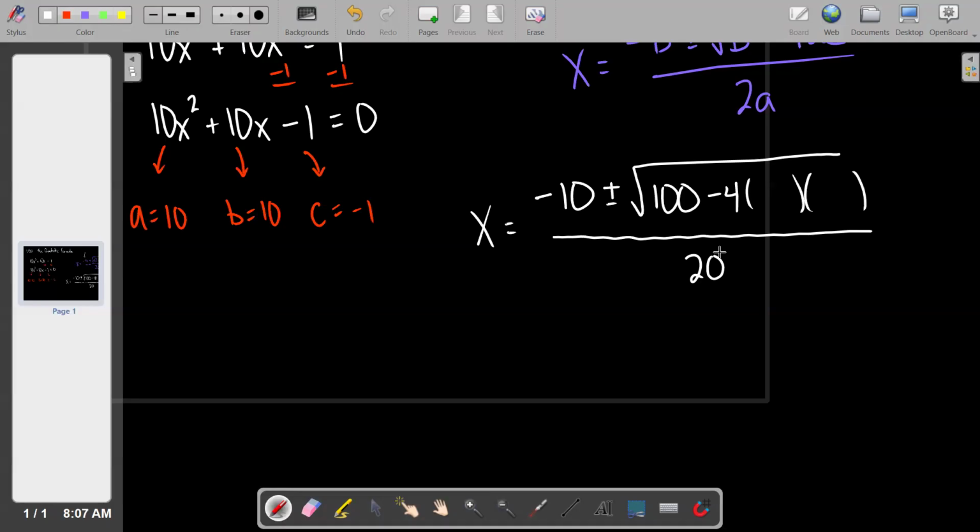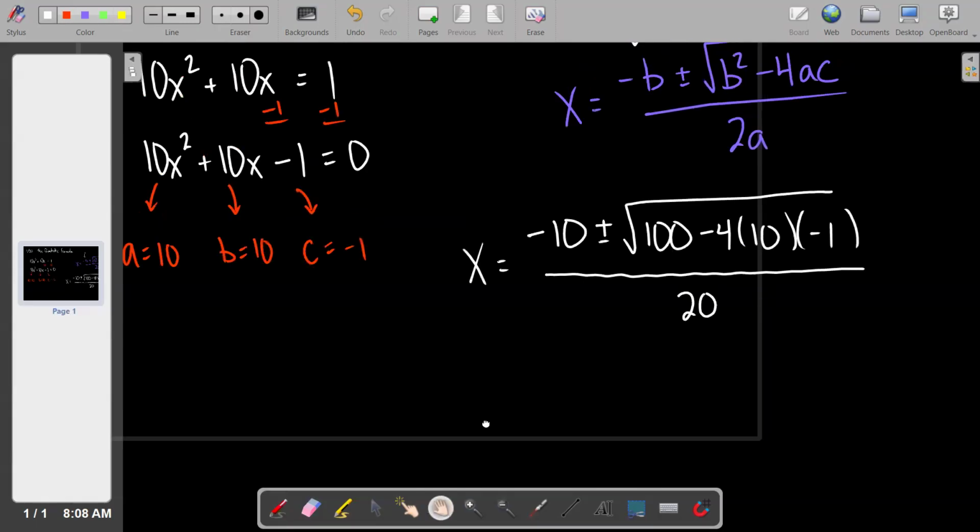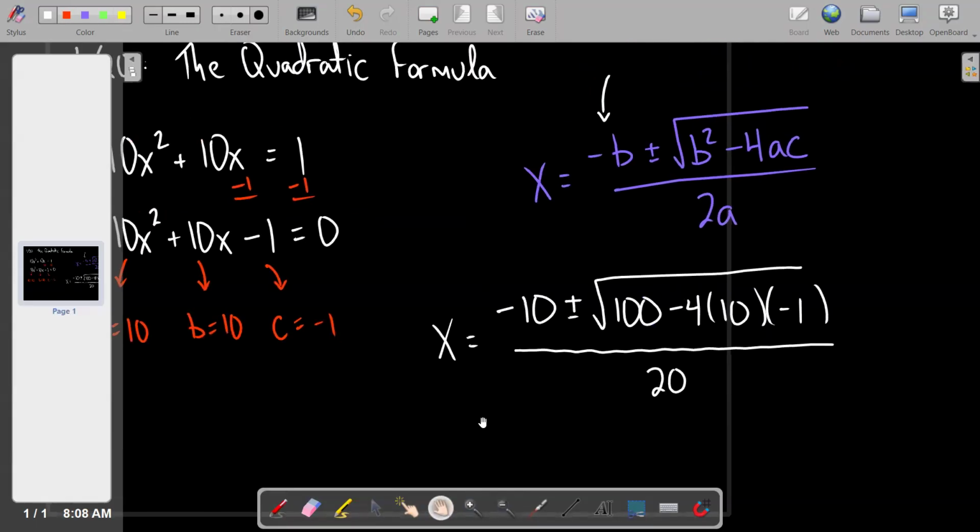So what's going in the first blank? 10. What's going in the second blank? -1. Make sure you know where everybody goes. Everyone has a place, right? And if you keep that purple formula just sitting around, you're never going to wonder what goes where. All right, keep it handy.